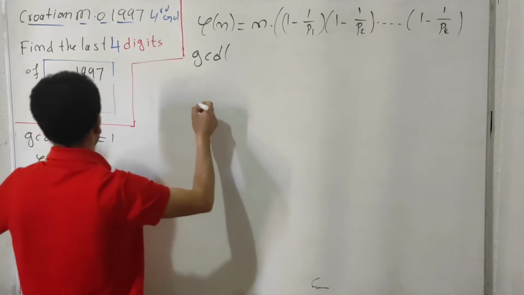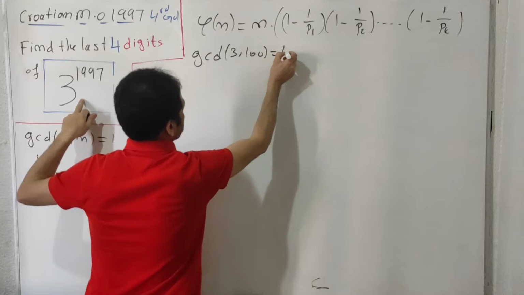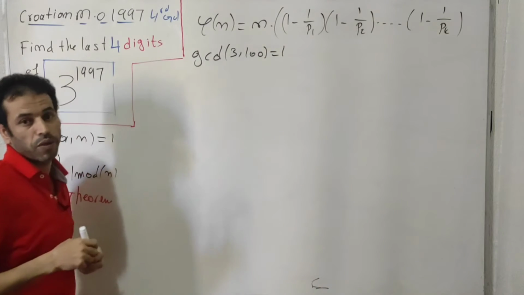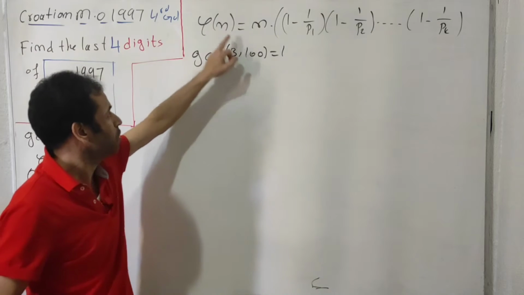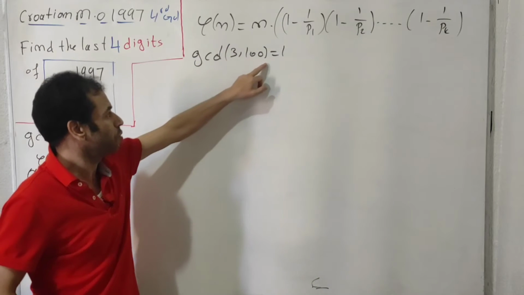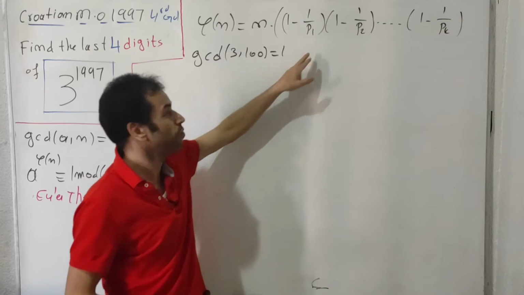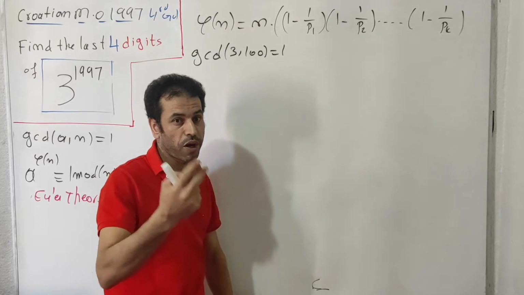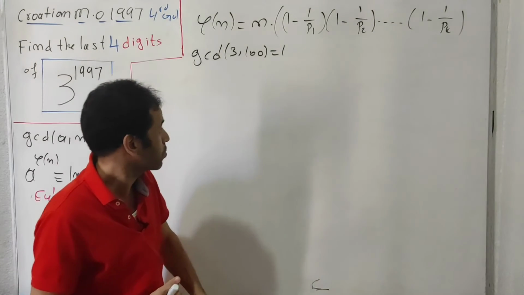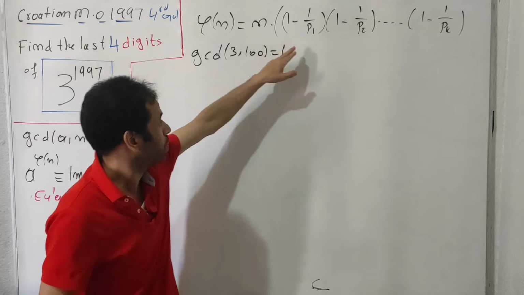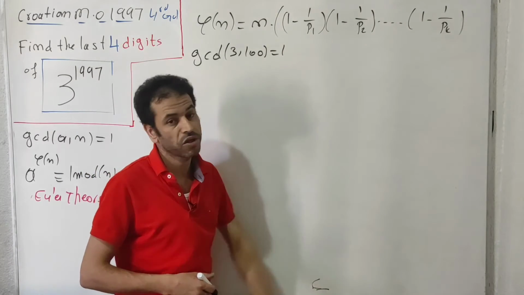We check the GCD first. The GCD of 3 and 100 equals 1. Now we are allowed to apply this theorem, since the GCD of the base and n must equal 1. Next I'm going to determine the prime factorization of 100. We have only 2 primes, the number 2 and the number 5, because 100 divided by 2 gives 50 and 100 divided by 5 gives 20.